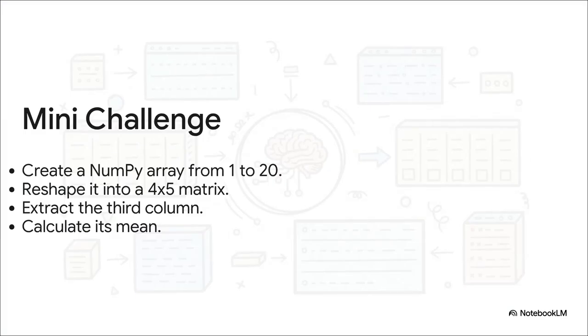So here's your challenge. I seriously want you to pause this and give it a shot. First, create a NumPy array with all the numbers from 1 to 20. Next, use the reshape method to turn it into a 4x5 matrix. Then, use those slicing skills to pull out only the third column. And finally, calculate the mean of just that column. This little puzzle right here, it ties together pretty much everything we've talked about.